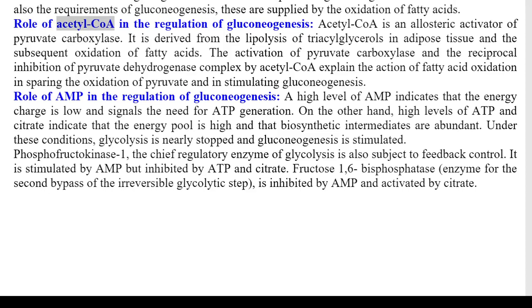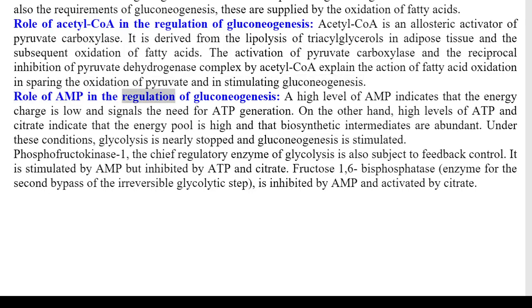Role of acetyl-CoA in the regulation of gluconeogenesis. Acetyl-CoA is an allosteric activator of pyruvate carboxylase. It is derived from the lipolysis of triacylglycerols in adipose tissue and the subsequent oxidation of fatty acids. The activation of pyruvate carboxylase and the reciprocal inhibition of pyruvate dehydrogenase complex by acetyl-CoA explain the action of fatty acid oxidation in sparing the oxidation of pyruvate and in stimulating gluconeogenesis.